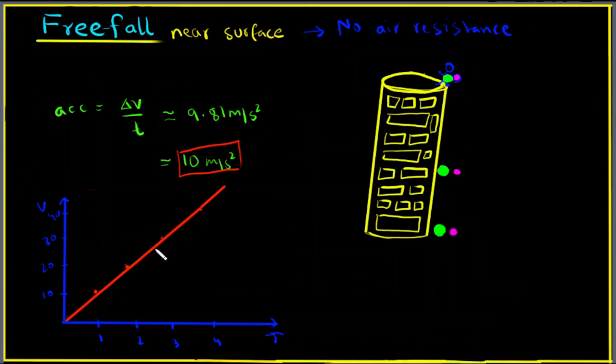So this is how the graph of anything falling near the surface of the earth in free fall motion without air resistance would look like.